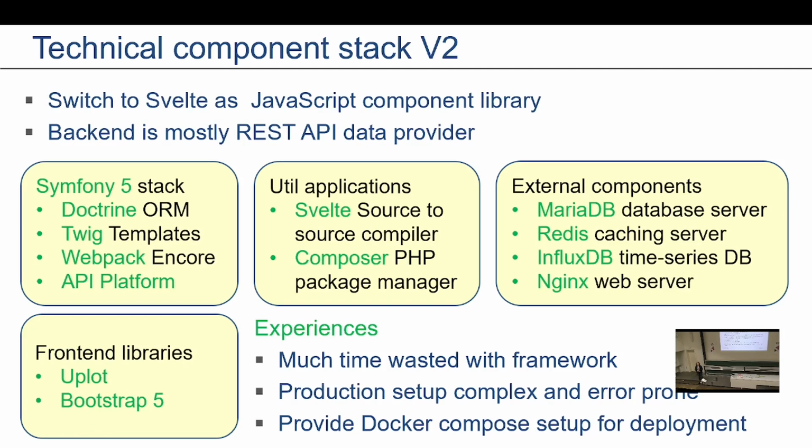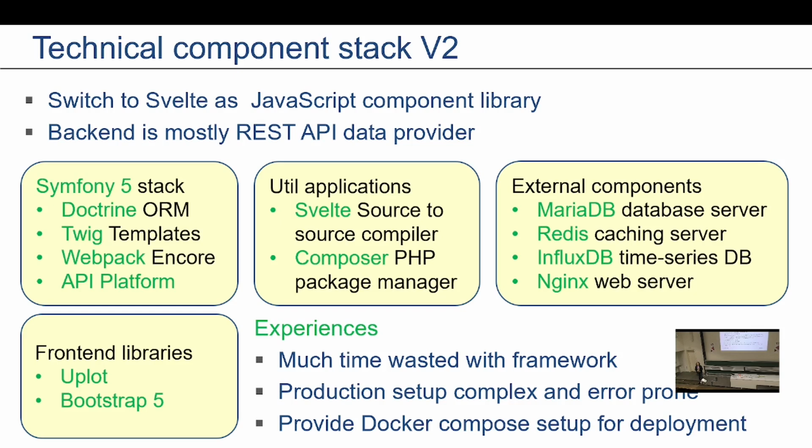So, version 2. In version 2, we switched to Svelte to fix the performance problems, and we used another plot library, uPlot, which is a JavaScript library. The other stuff kind of stayed the same. We used InfluxDB as a time series database. Before, I stored all the time series data in the MySQL database, which kind of worked but was slow.